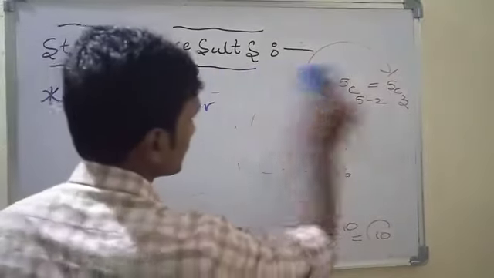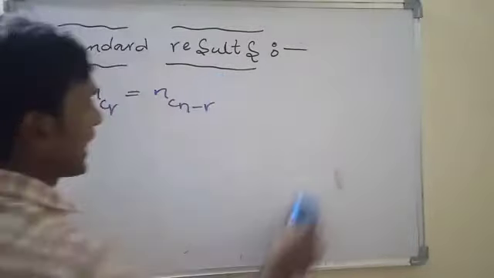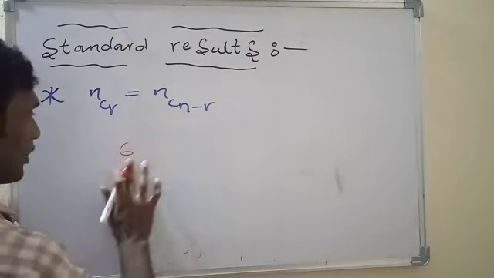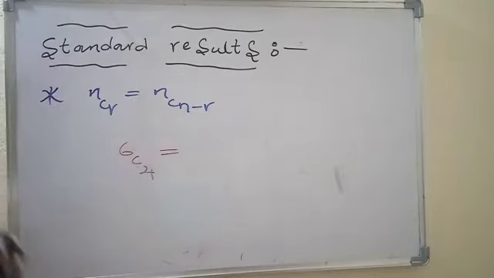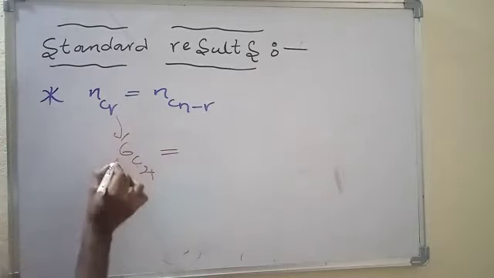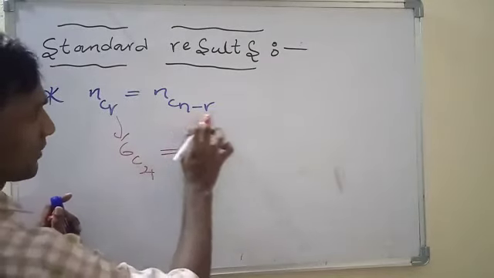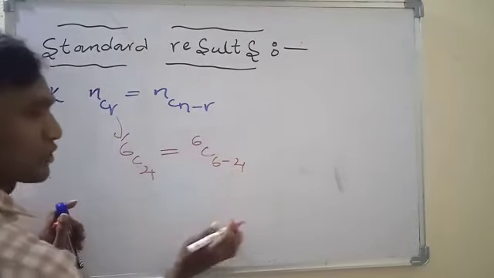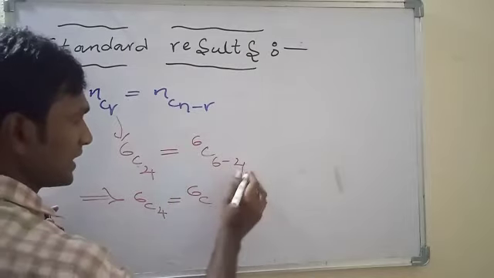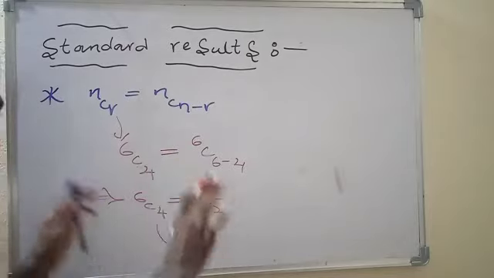It is nCr equals nC n minus r. That is the example on the second standard result. Suppose the given binomial coefficient is 6c4. It is in the form of nCr. nCr equals nC n minus r, so 6c n minus r, that is 6 minus 4. That implies 6c4 equals 6c 6 minus 4, which means 6c2. So both the values of 6c4 and 6c2 are always equal.